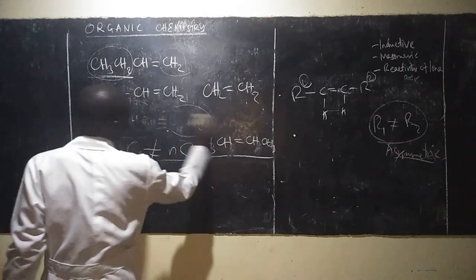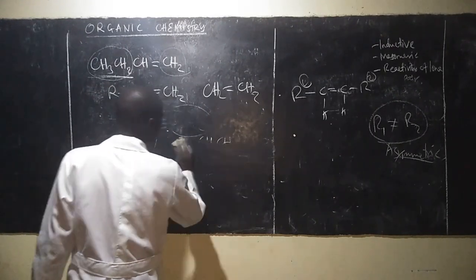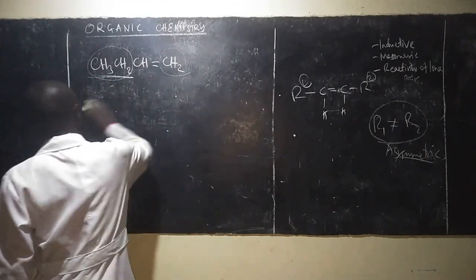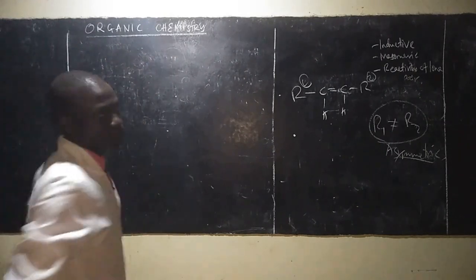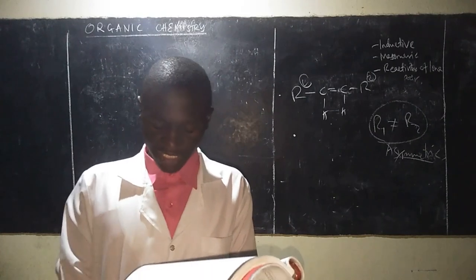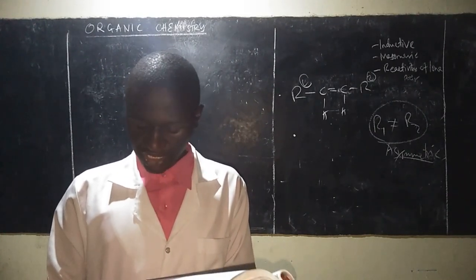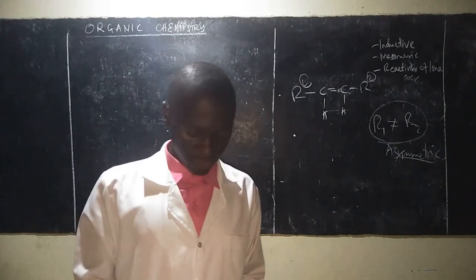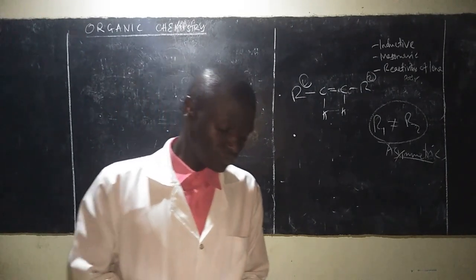Now, we are going to discuss asymmetric alkenes, and this will be our concern today. It's not about symmetric ones, because in symmetric ones there is no effect, but in asymmetric ones there is an effect. Now, asymmetric alkenes are those alkene compounds that have alkyl groups of different sizes attached to the carbons carrying the double bond. And we have already discussed this.